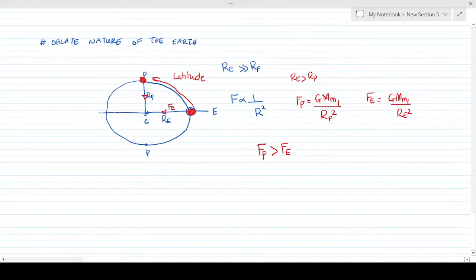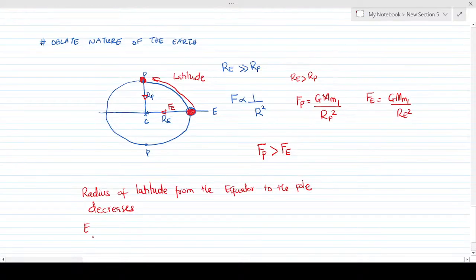So when I move from the equator towards the pole, my latitude keeps on changing. And so my radius of latitude from the equator to the pole decreases. Because the radius of latitude from the equator to the pole is decreasing, then if I also move from the equator to the pole, the gravitational force of attraction will increase.